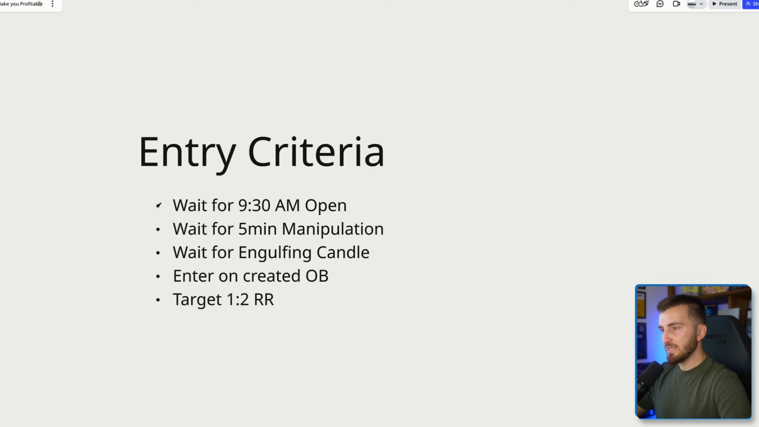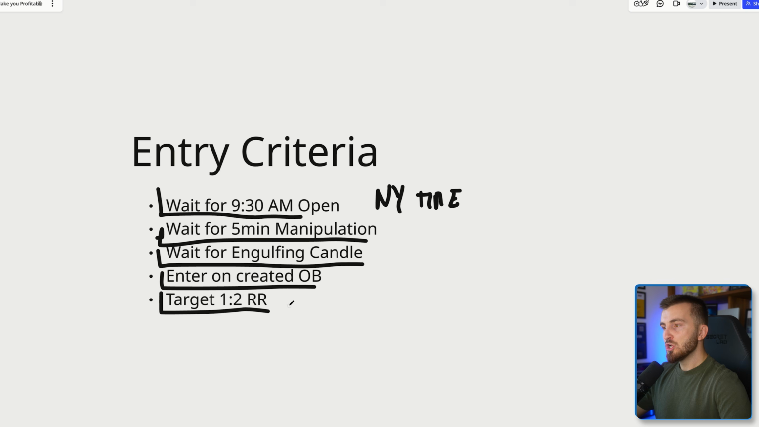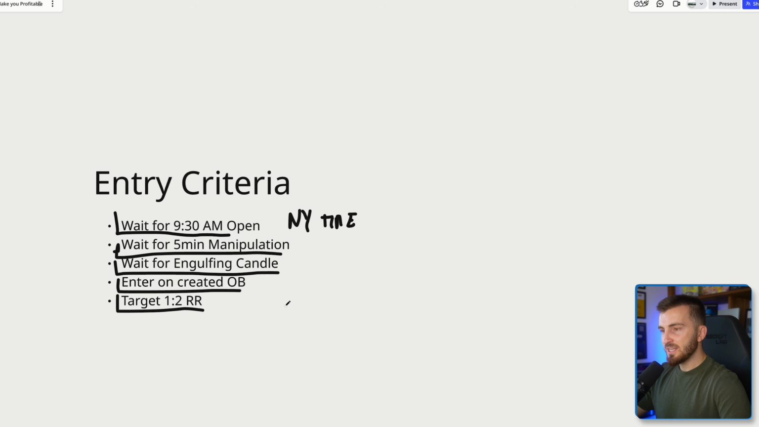The entry criteria is that we are going to wait for 9:30 a.m. open. This is New York time. We are going to wait for 5-minute manipulation, and then we are going to wait for an engulfing candle, and we will enter on the created order block, targeting a 1 to 2R. So notice how what we are saying is that what we are waiting for is the range, then the 9:30 a.m.